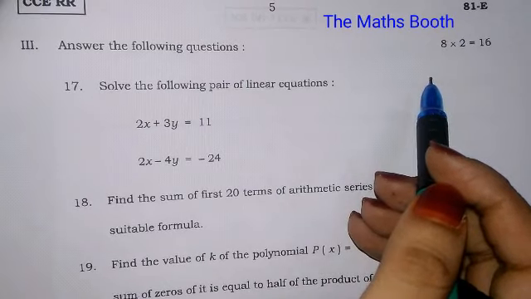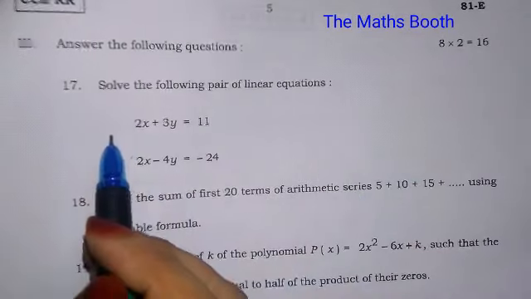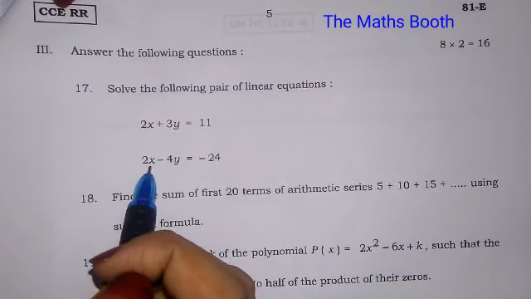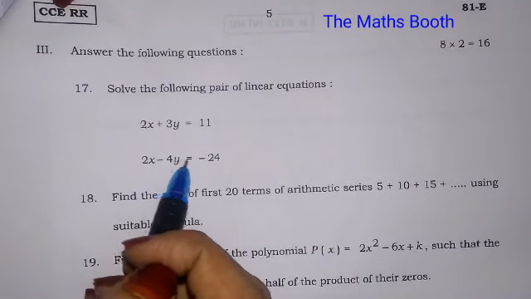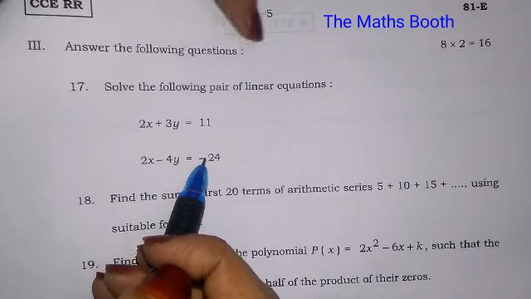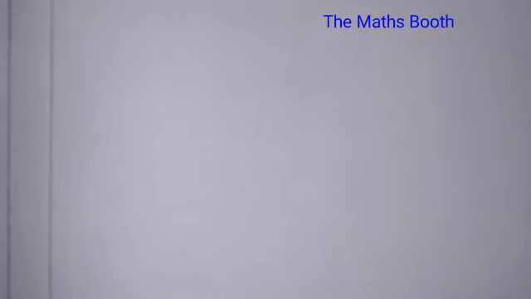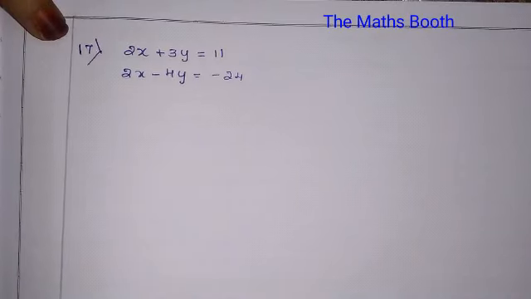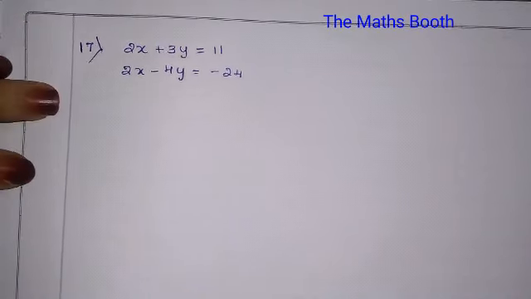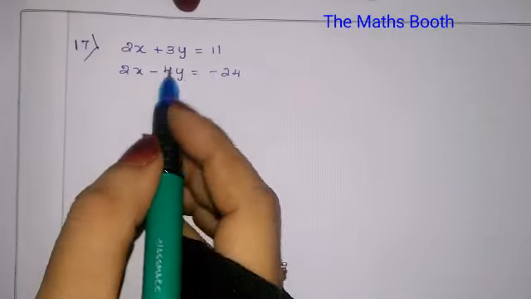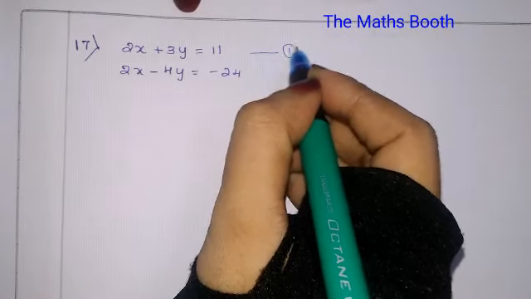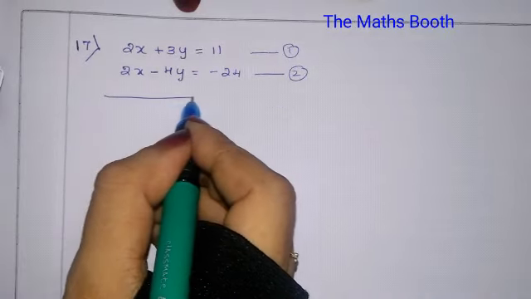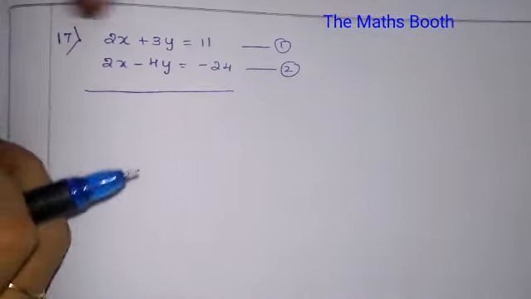Solve the following pair of linear equations. They have given 2x plus 3y equals 11 and 2x minus 4y equals minus 24. So let me solve question number 17. They have given two equations. Let us write this as equation 1 and this as equation 2, and let us solve 1 and 2.